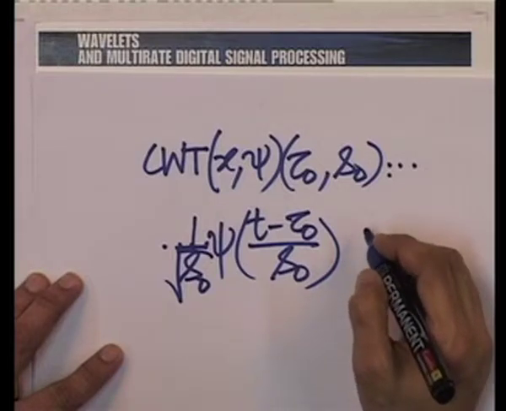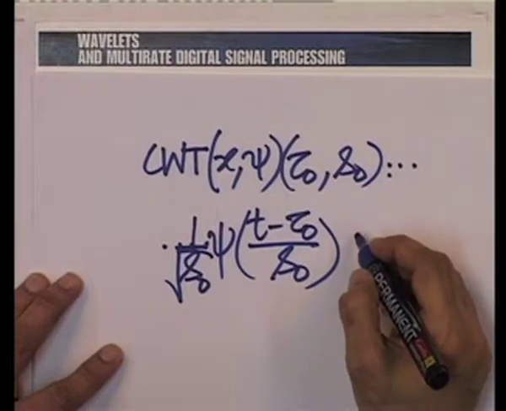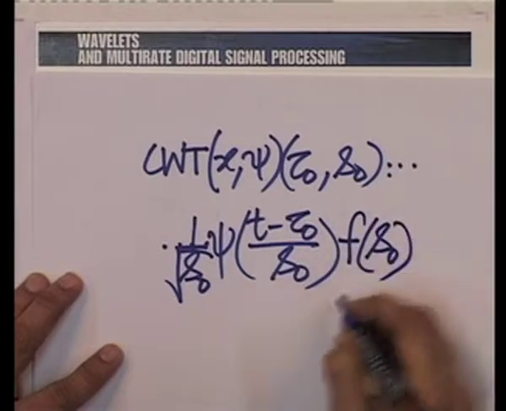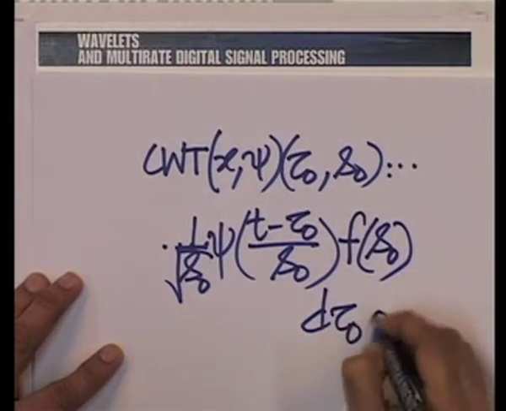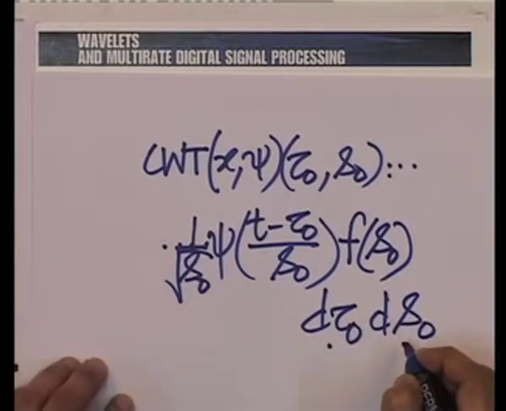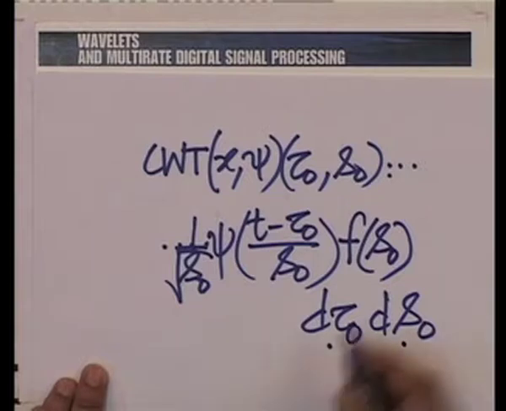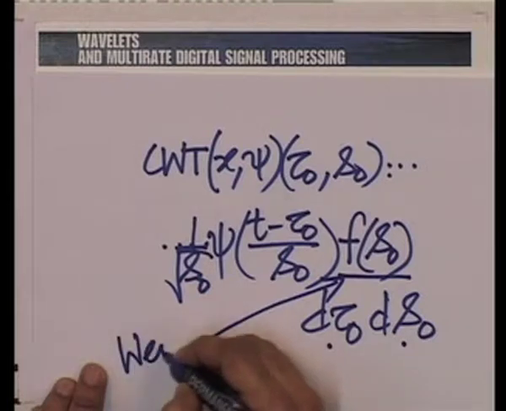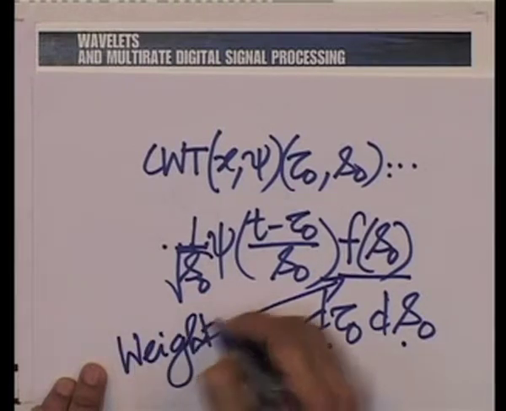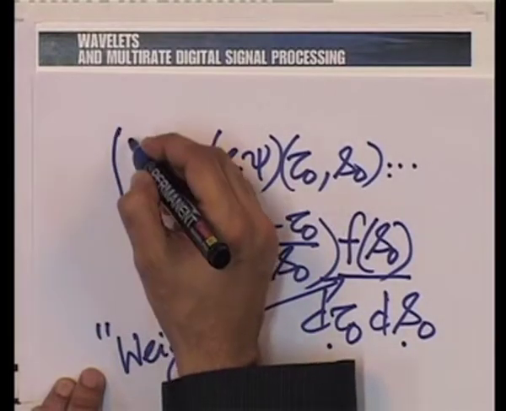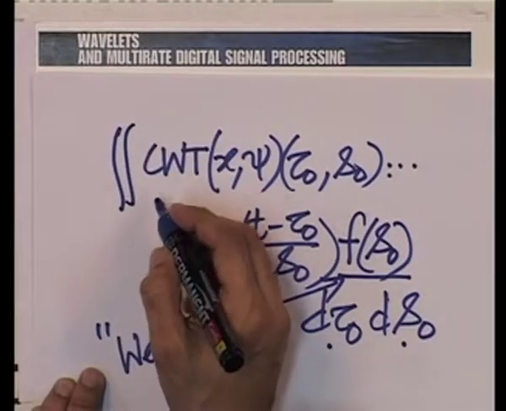a weighting factor, let us call that weighting factor a function, let us say f of S naught, d tau naught dS naught. We have agreed that we do not need to do anything about tau naught, but we do need to use a weighting factor for S naught, which is f of S naught. A weight, and this is integrated with respect to tau naught and S naught.